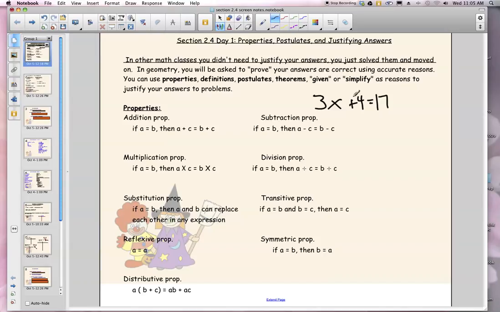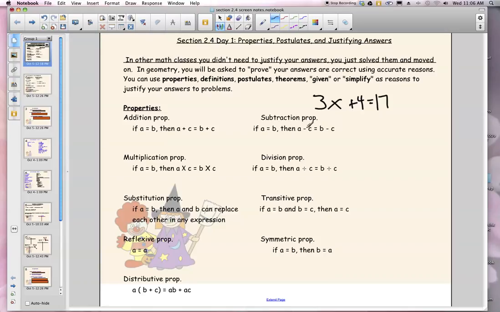So I could add -4 to both sides. I could add 7 to both sides too, but adding 7 wouldn't get me anywhere. If I added -4 to both sides, that would cross out the +4 and it would make the problem more simple. The addition property just simply says you can add the same thing to both sides. These all work the same way.